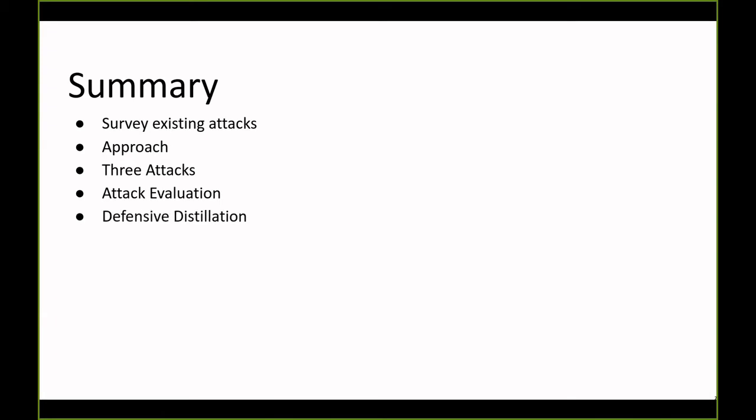And finally, we'll briefly go over defensive distillation, which was the state of the art in defending against attacks, and see how it measures up. A quick summary of the terminology used in the paper.